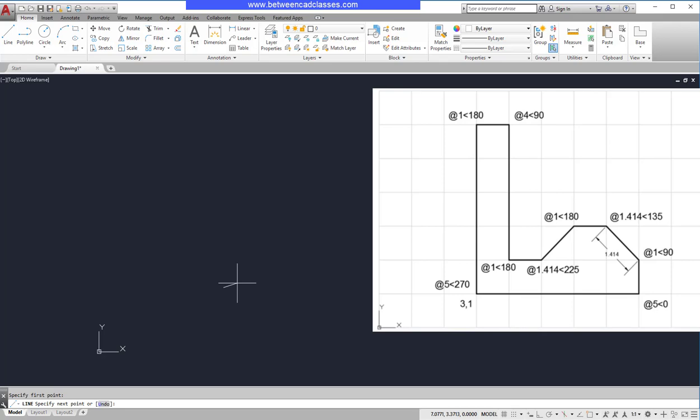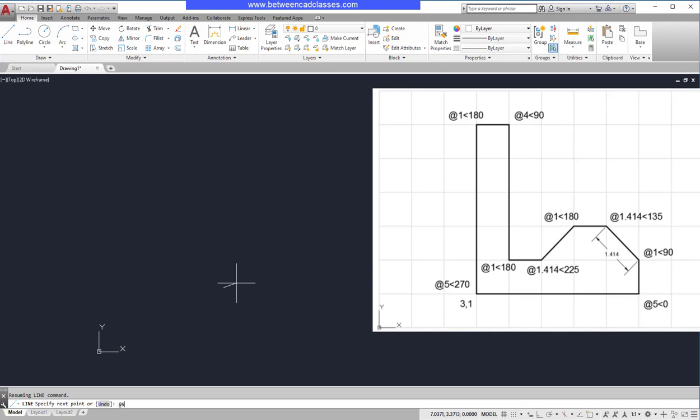As with the relative coordinate entry method, I begin with the @ symbol, shift and the number 2 at the keyboard, then the length of the line. It's important to note that this value will always be positive because it is just simply the length of the line. It has nothing to do with which direction it's traveling in. In this case, the length is 5.